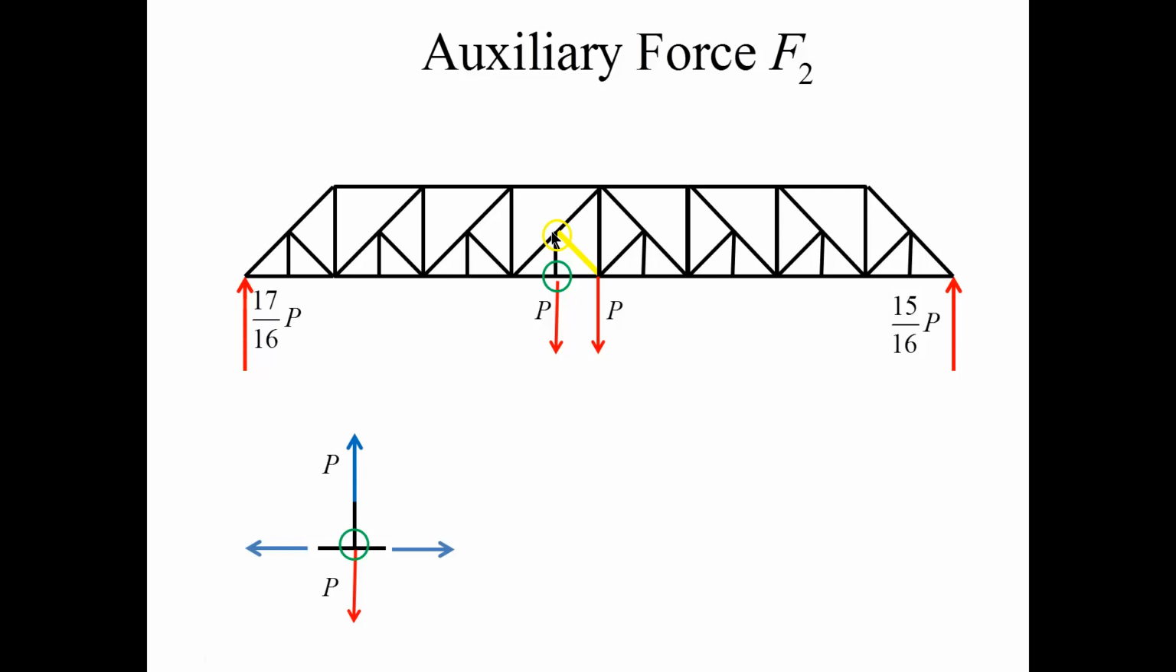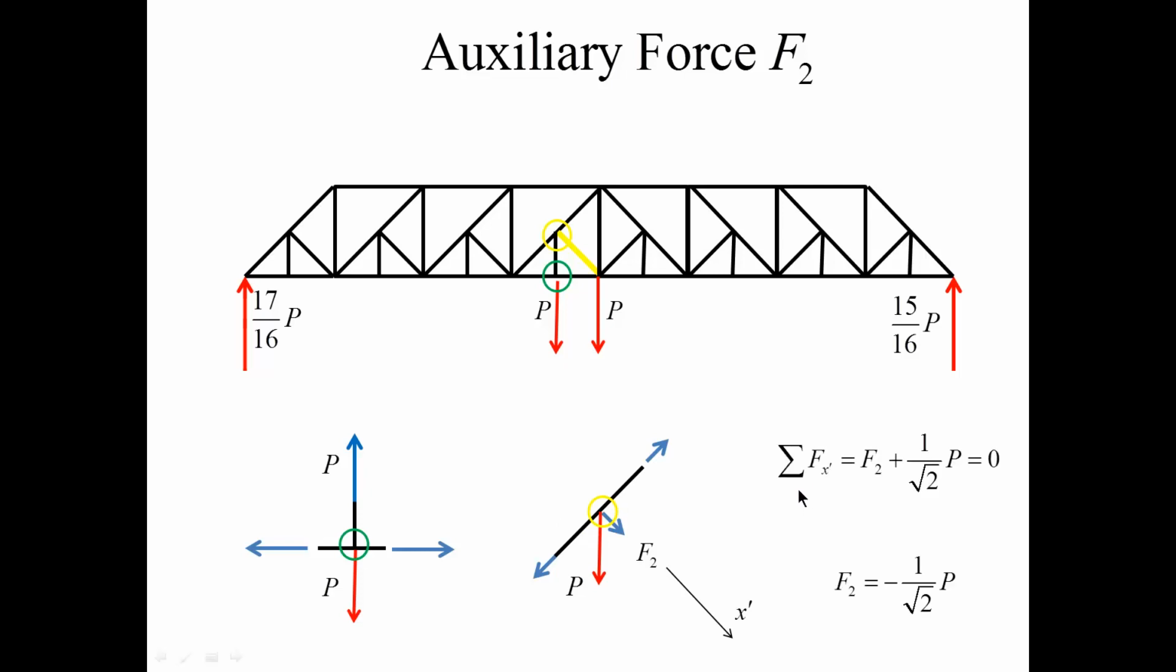In this joint, I'm interested in the force F2, and to calculate this force, I'll project everything on the axis x prime, which is perpendicular to the line formed by the inclined bars as shown. The resulting equation is given here, and this allows us to calculate the force F2.